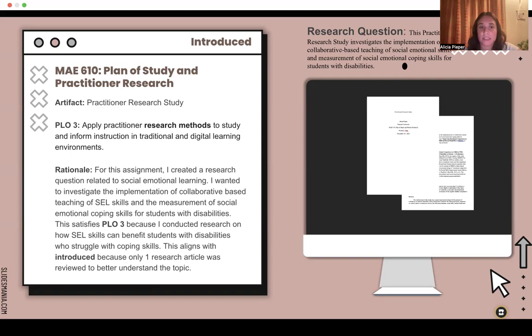This satisfies PLO 3 because I conducted research methods on how SEL skills can benefit students with disabilities who struggle with those coping skills. This aligned with Introduced because there's only one research article that was reviewed. And that research article was to get a better understanding of the topic of SEL and those coping skills with students.